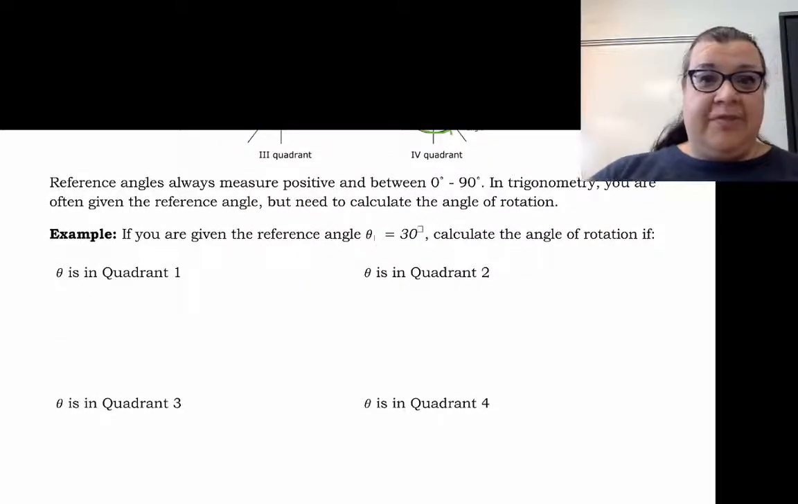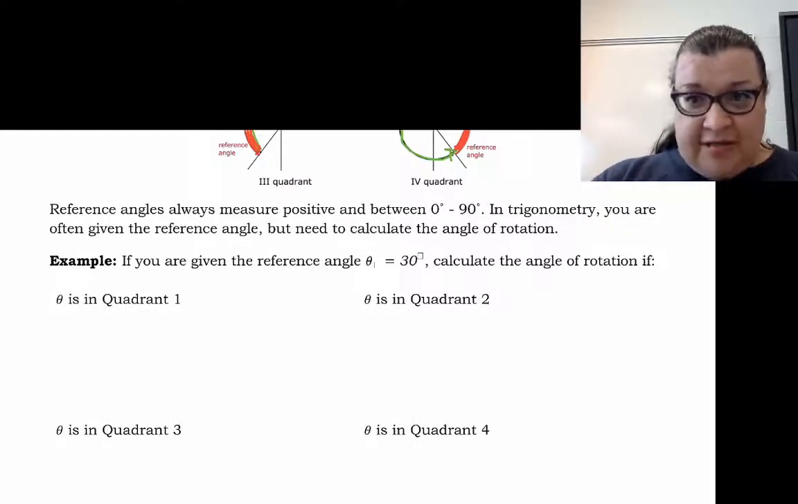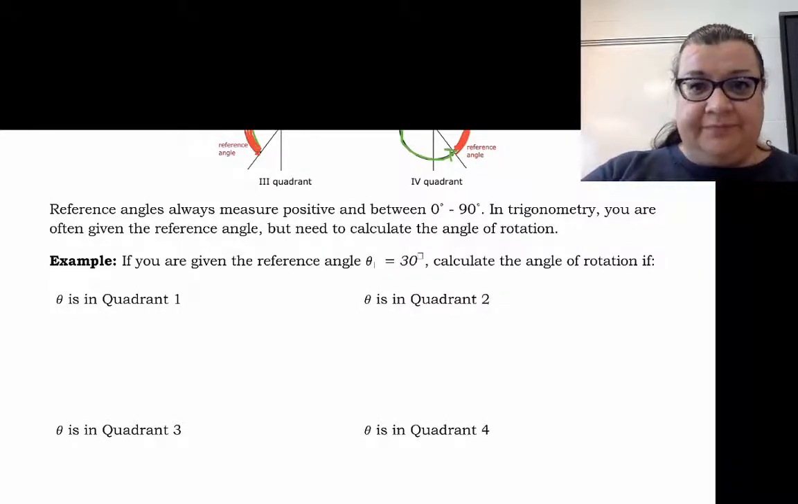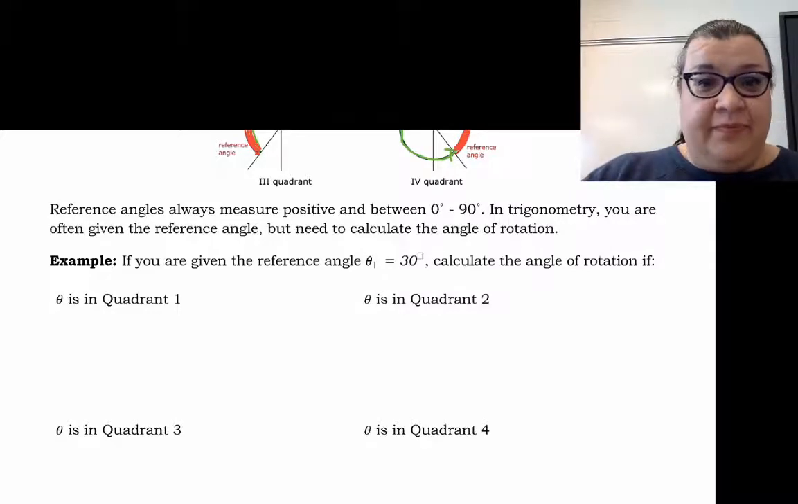So, a couple things again to note about reference angles. A reference angle is always a positive measurement, always a positive angle, and again it's acute, so it's a measure between 0 and 90 degrees. In trigonometry, you are often given the reference angle and need to calculate the angle of rotation, meaning you need to calculate the principal angle. Okay? All right, so here's our example.